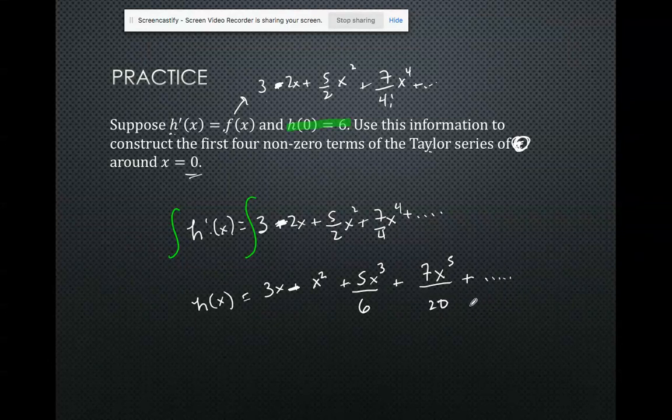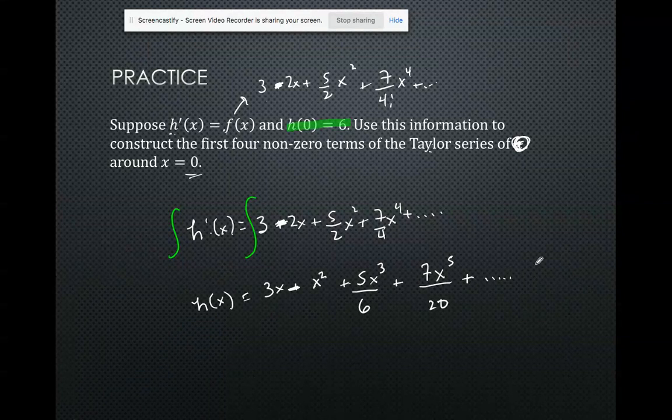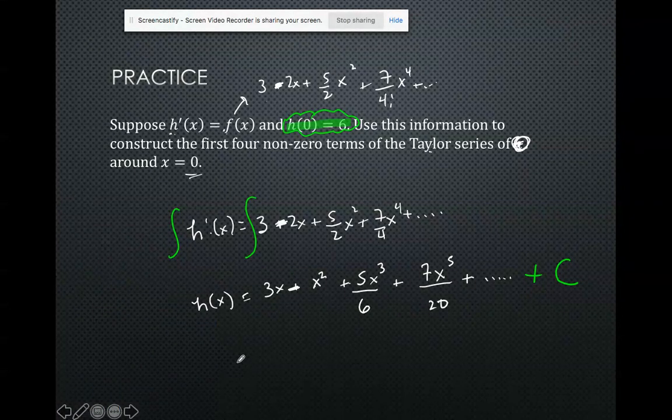Whoa, whoa, whoa, whoa, whoa! Who can't you forget here? Who can't you forget? Plus C, baby. Plus C. How do you find C? Hello, my initial condition. Right? Do you remember doing this in, right, unit 5? No, unit 6? 6, h of 0 is 6.